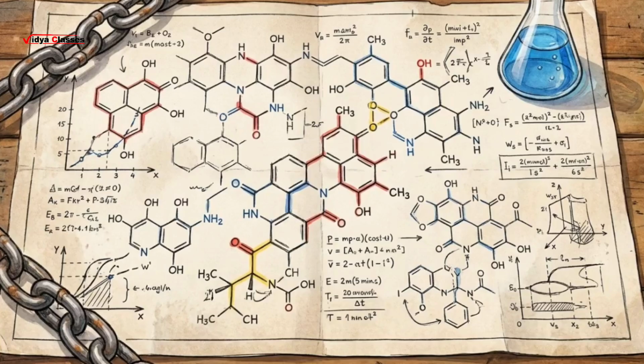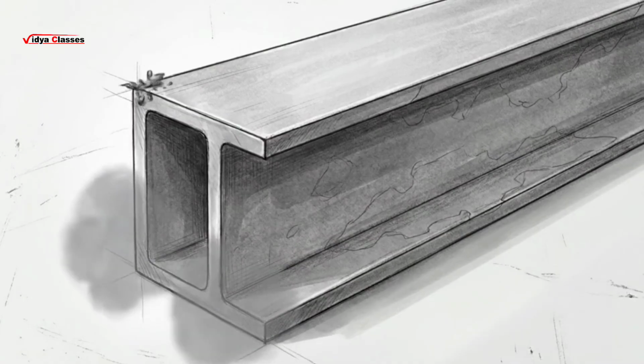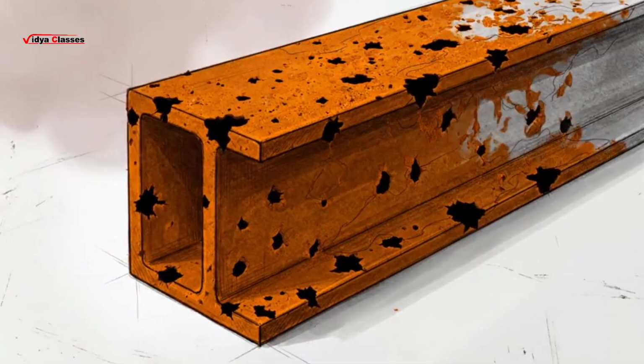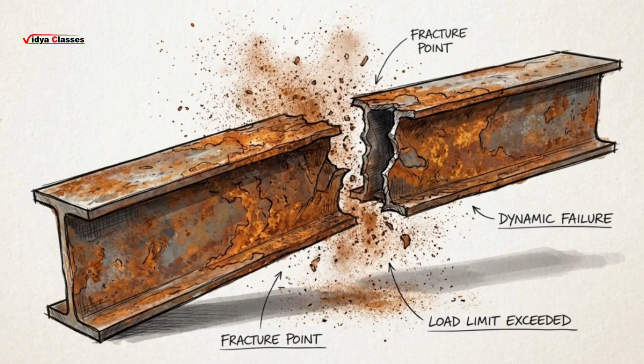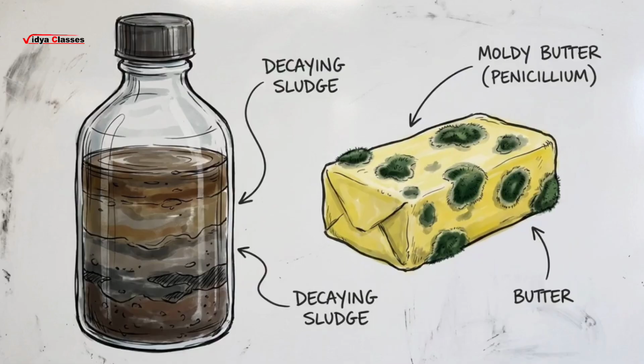We can see the physical weight of these blueprints by looking at the impact of just one process: oxidation. The slow addition of oxygen to metals creates corrosion. It pulls iron atoms out of a solid steel beam, flaking away its structural integrity until it fails. That same oxidation process attacks the fats and oils in our food. This leads to rancidity, causing organic material to turn toxic.